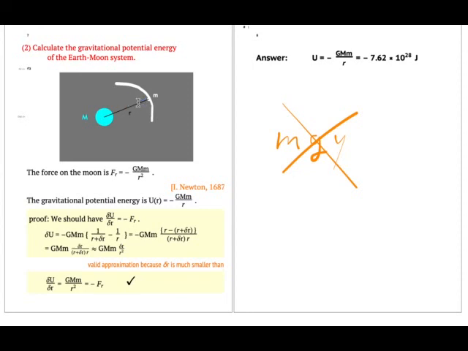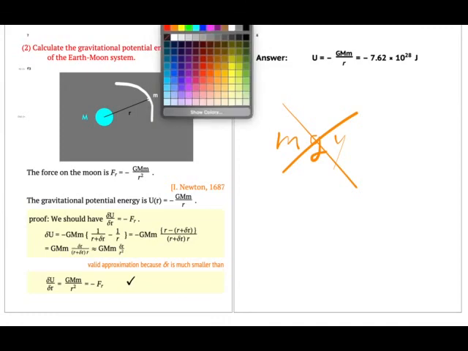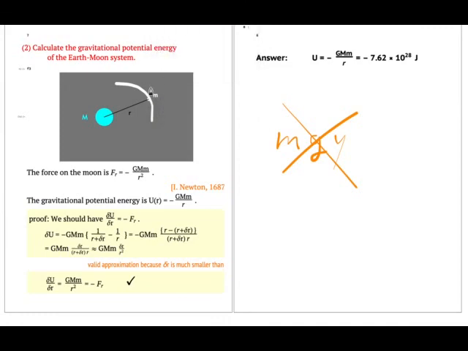Well, put the force in a different color. The force is this way. It's towards the Earth. You know, the velocity of the moon is changing as it moves around on this circle. There's a centripetal acceleration.